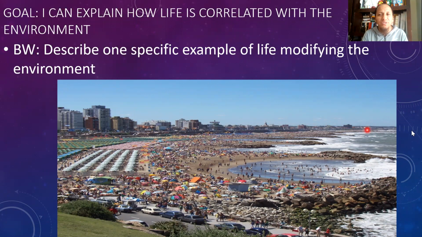So what are you going to do in today's class? You're going to be able to explain how life is correlated with the environment. Just something to think about. If you finish the board work, let's pass to the other part.